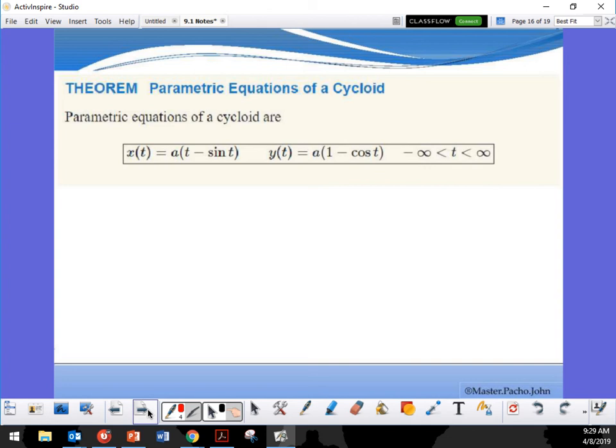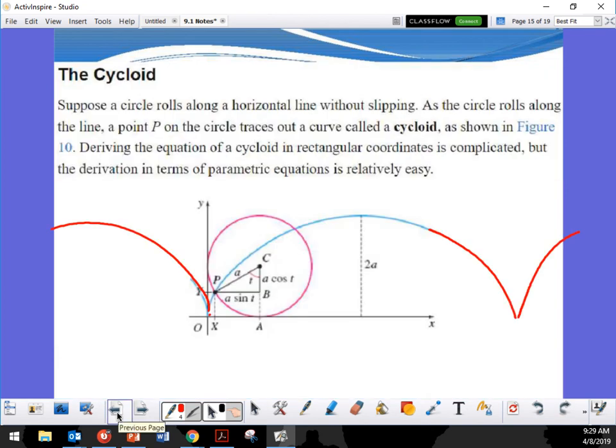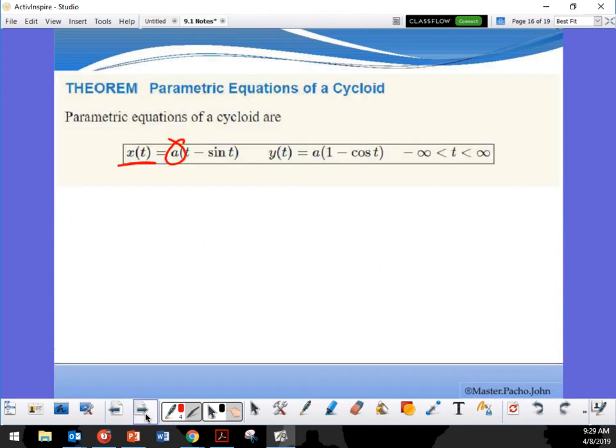Alright, so parametric equations for the cycloid are here. A is right here, the radius of the circle. Say yes. Okay, good. Parentheses, t minus sine of t. So t is time. Same thing for the other: it's going to be a, which is the radius, times 1 minus cosine t, where t goes from negative infinity to infinity. It'll be rolling forever. Yes.